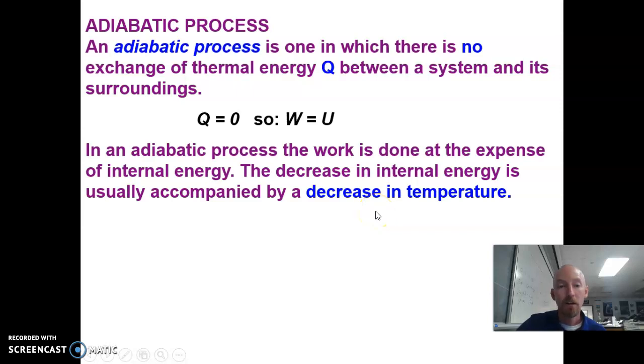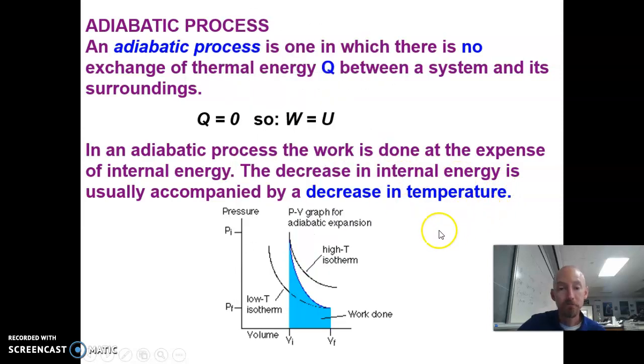Right? So this is what happens inside of diesel engines. Diesel engines in trucks and some cars have no spark plugs because we compress that air-gas mixture so much and so fast that it ignites itself. And this is what happens. This decrease in internal energy, right? So internal energy usually drops, and therefore you have a decrease in temperature.